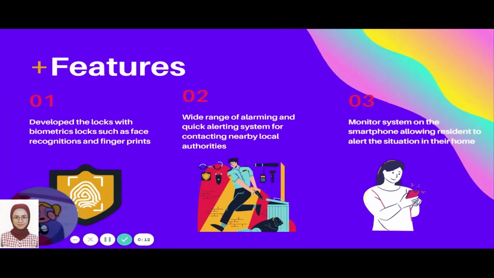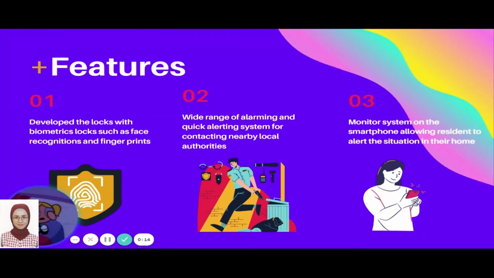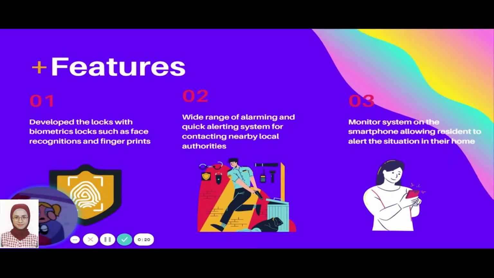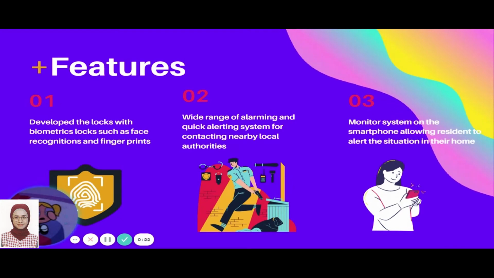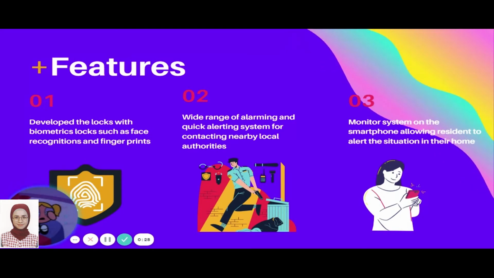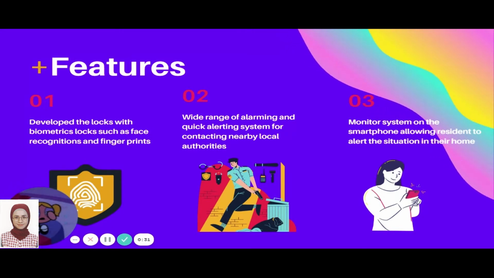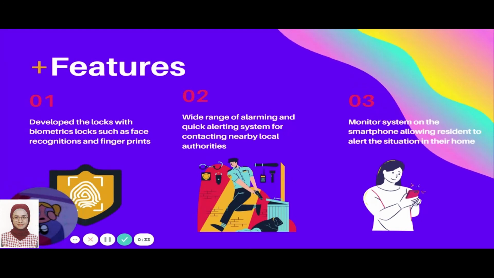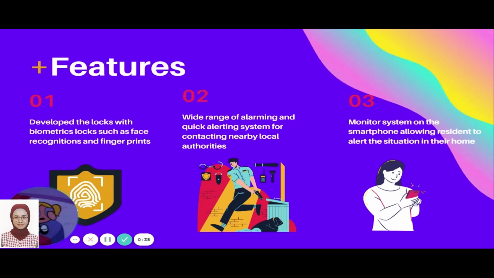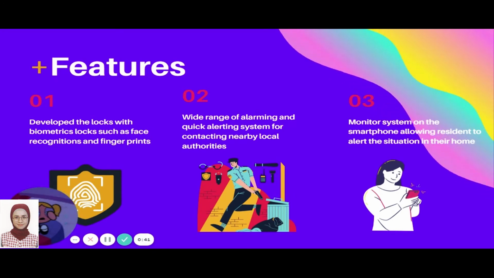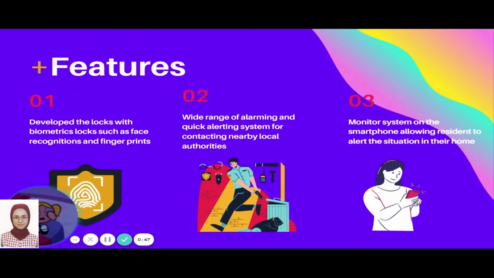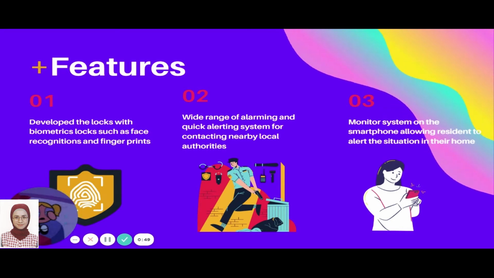Hi everyone, my name is Fatin Wanina and I'm going to present the features of our developed application. The face recognition and one-touch system features are more convenient for residents to keep their home safe from danger and burglary. If a situation happens, the app will quickly recognize it, trigger the alarm and automatically contact the local authorities nearby. And if the residents are away from their shelters, they can simply monitor through the smartphone, allowing residents to be alerted to the situation in their home.